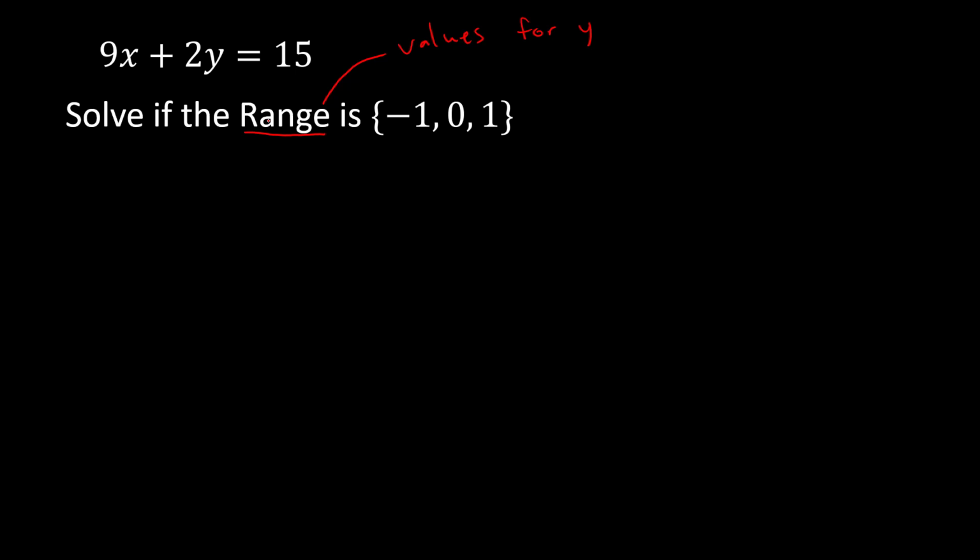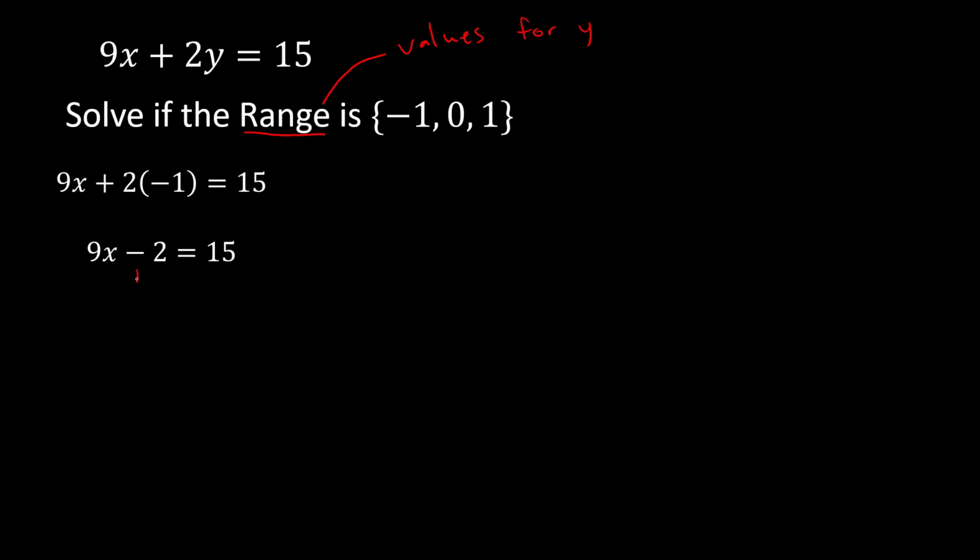So looking at the equation, we have 9x plus 2y equals 15. Each of these are different values for y. So negative 1, you plug in for y, and we see what we get for x. So negative 1 in for y, we have 9x plus 2 times negative 1 equals 15. 2 times negative 1 is negative 2. And then solve for x.